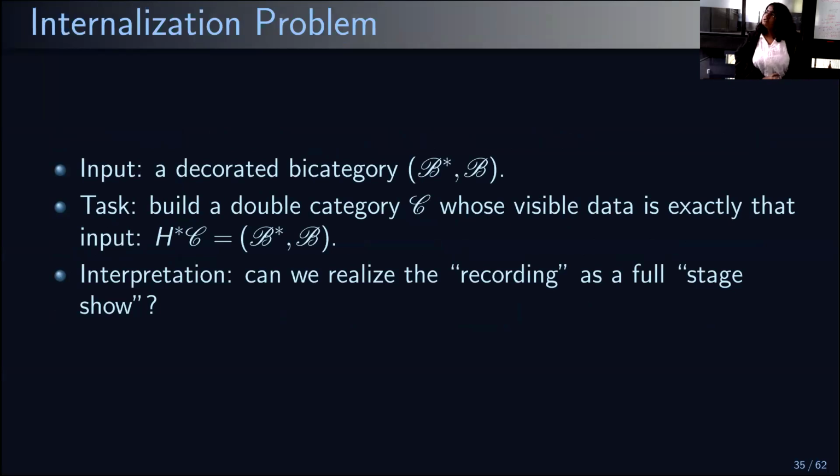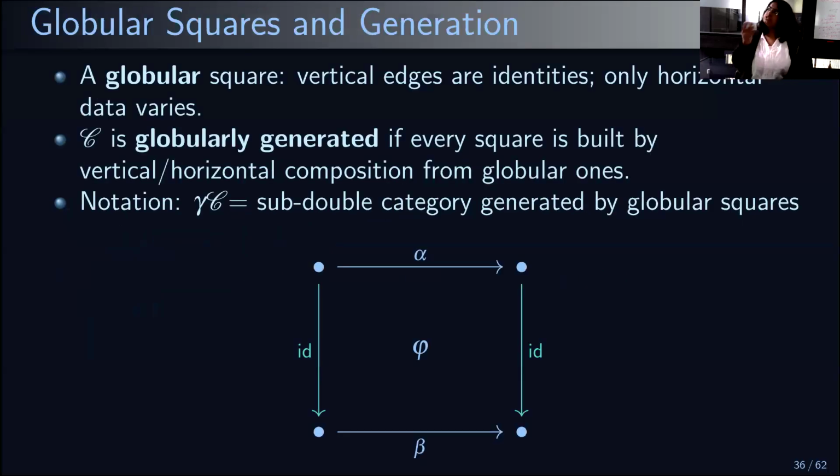So what the internalization problem really means is: how do you build a double category whose visible data is exactly what is there in this decorated bicategory? Basically, how can we make a full performance based on just a recording? That is the question we are asking here. So when is it true that this raw data that we have is actually equal to the kind of double category that you can make out of it? And it turns out the answer to that question is this thing called a globularly generated double category.